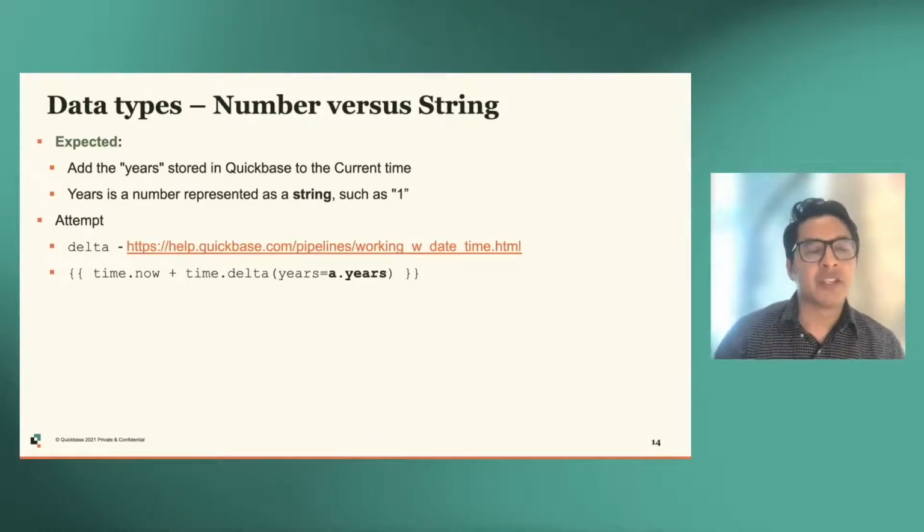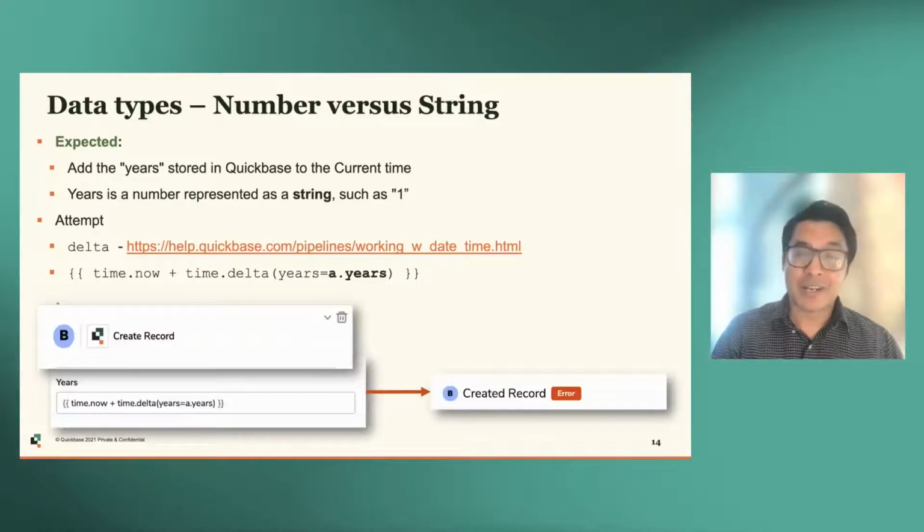So let's consider a case. Let's say we have years stored in QuickBase somewhere, and we want to take those years and add them to the current time, and then get a new time out of it. I do know the years in QuickBase is a number, but it comes off represented as a string, so this quotation of a 1. I looked at the help documentation, and I found this delta function, which works for me. I use time.now, the current time, and add the delta of the years to the current time, expecting to get a new time with the years added to it. But when I tried it out, I got an error in the activity log.